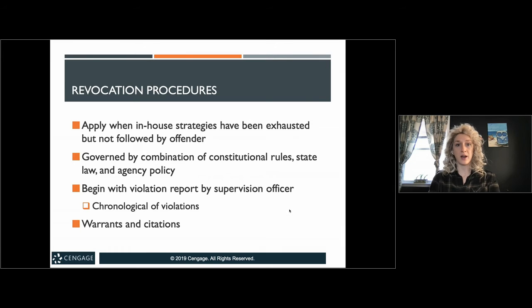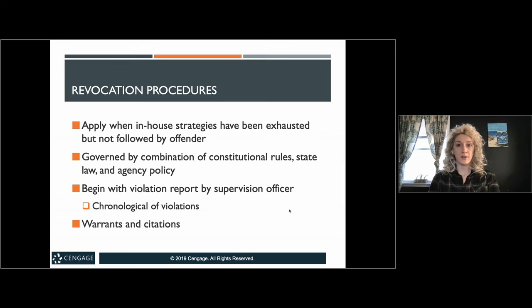So it begins with a violation report that the supervision officer is going to write up. This is why data is so important, and making sure that you're writing down and documenting every violation the offender has had, because this report is going to include a chronological list of all of those violations. But you'll also want to include, as a supervision officer, what in-house sanctions you have tried and how they've been unsuccessful, so that you can almost prove your case to the courts of why you're filing the revocation.